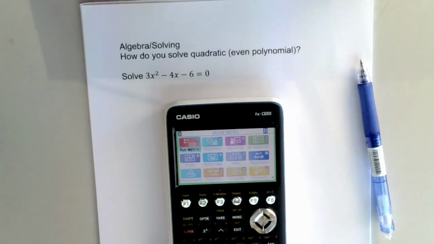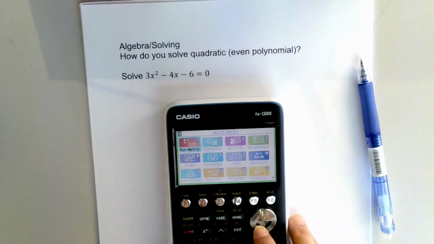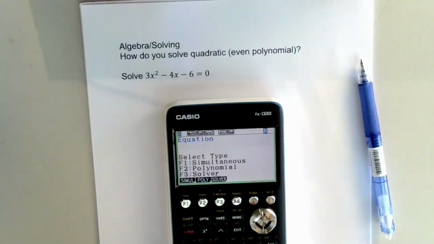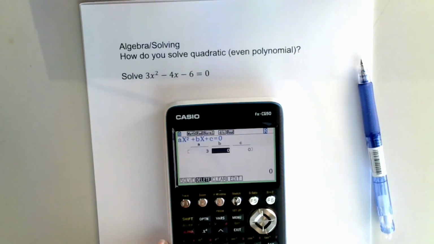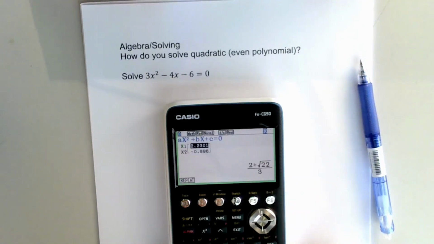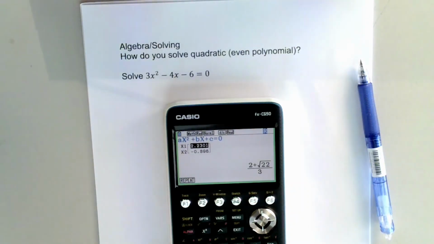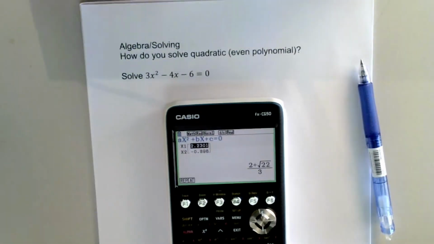Unfortunately, you cannot take Jerry in your exam, so you can only take GDC. So let's go back to the GDC there. Equation. Which one shall we choose? So manual equation, polynomial. What is the degree here? Second degree: 3, -4, -6. Make sure it's correct. Yes, and what he got is correct.